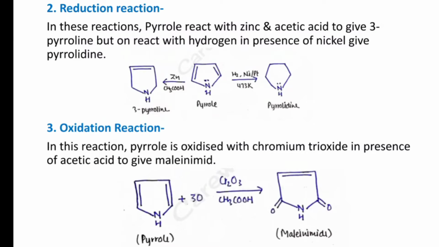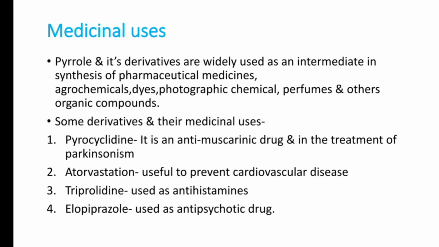Then the second one is the reduction reaction. In this reaction, pyrrole reacts with zinc and acetic acid to give 3-pyrroline. But on reaction with hydrogen in the presence of nickel, it gives pyrrolidine. The third one is the oxidation reaction. In this reaction, pyrrole is oxidized with chromium trioxide in the presence of acetic acid to give maleimide.